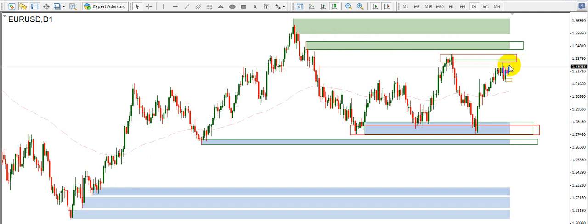You've got another 4 hour. See the orange? That's the 4 hour. That's close to here, which is the weekly. I've got the weekly and the daily on top of each other. So you could have it either way. It's up to you how you want to put it.